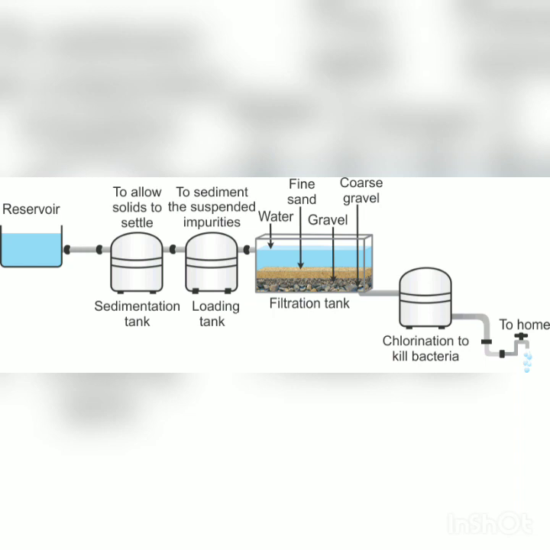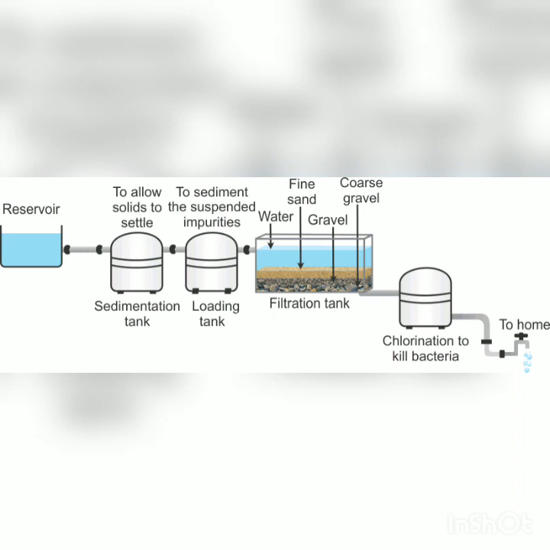The very first tank you can see is the reservoir. The water from the river is pumped by the pumping station into these large reservoirs. Next, you can see the sedimentation tank. Here, the water is allowed to stand for some time. During this time, many of the insoluble substances present in water settle down at the bottom. From this sedimentation tank, the water is then sent to the loading tank.